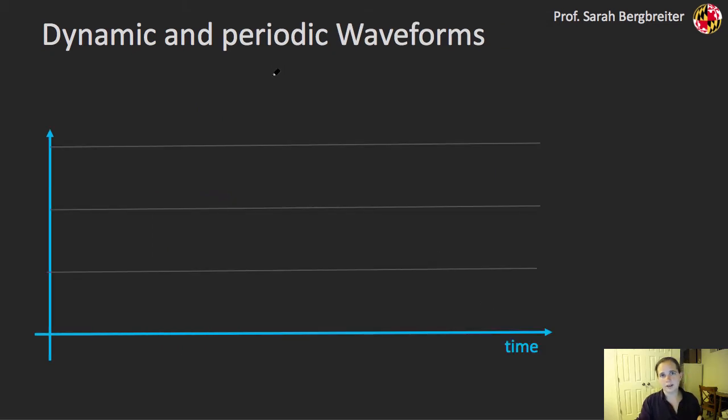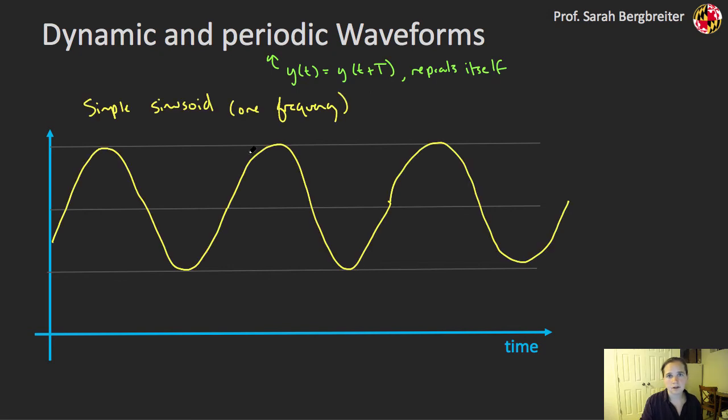So we also have dynamic and periodic waveforms. Periodic basically means that the waveform repeats itself in time. So at all times t, y of t is equal to y of t plus some period, which is defined by this big capital T. A great example of a dynamic periodic waveform is a simple sinusoid. A simple sinusoid just has one frequency component. And given a frequency of that sinusoid omega, the period of that sinusoid, which I'm going to define as this capital T, is 2 pi over omega.